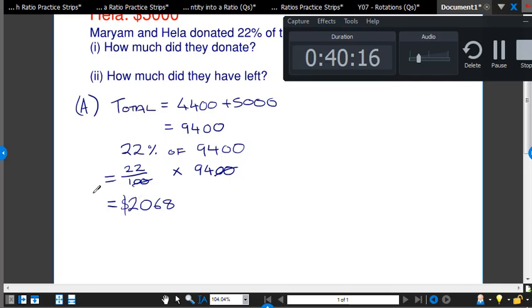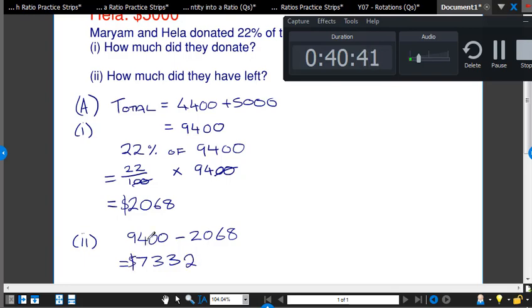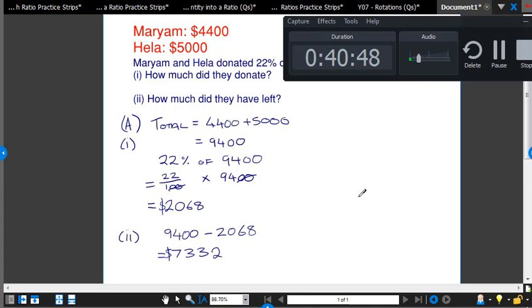So this is part 1. And then part 2, how much do they have left? Well, they had 9,400 minus 2068, and that equals 7332, right? Double check that with your calculators. Should be okay. That's it. $7,332.